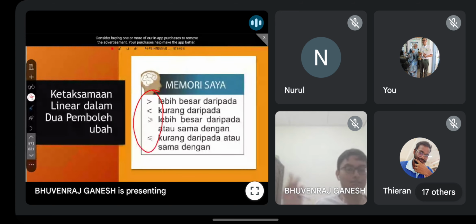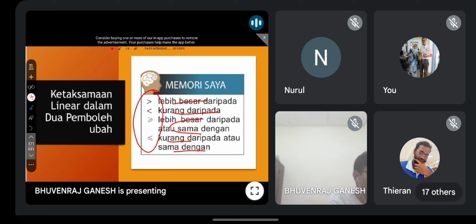You can see over here, these 4 signs you must know, guys, whether you like it or not. Four symbols you must master. Greater than, less than, greater than or equal to, less than or equal to. So make sure you all know the signs properly.